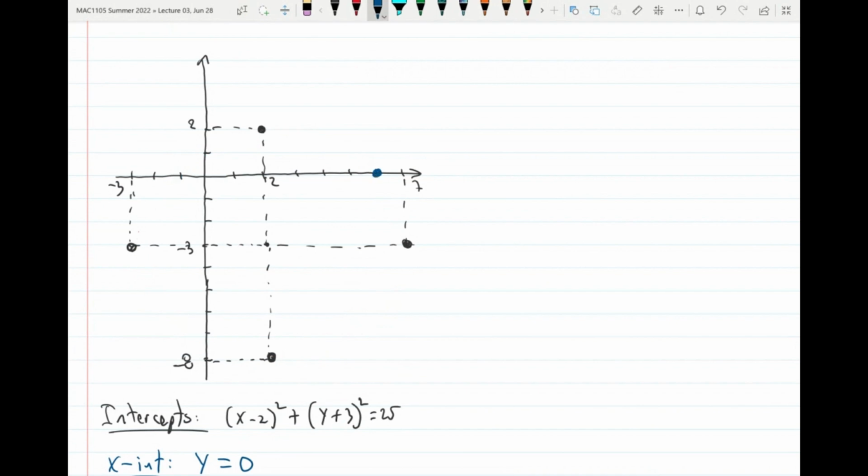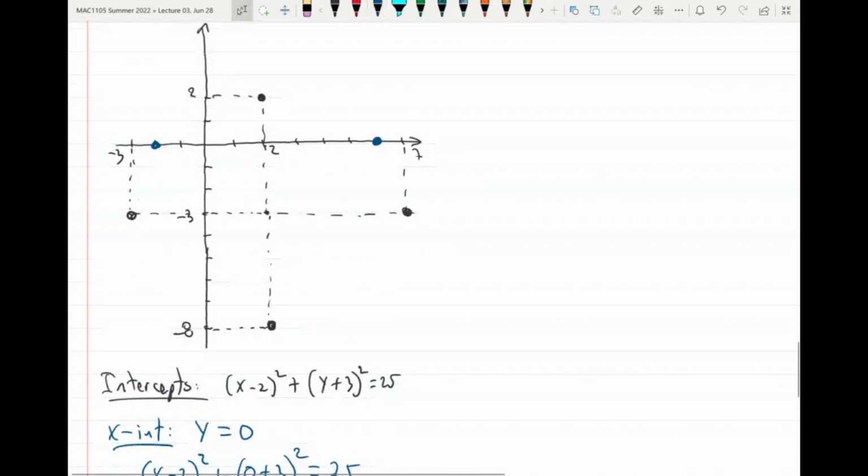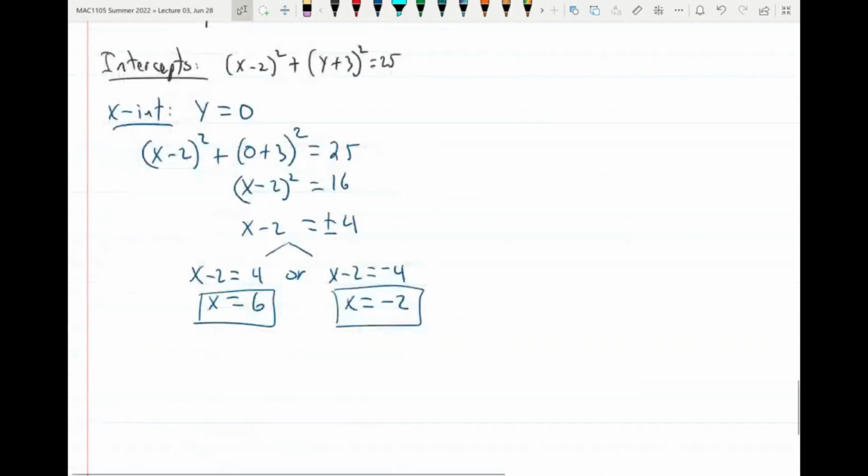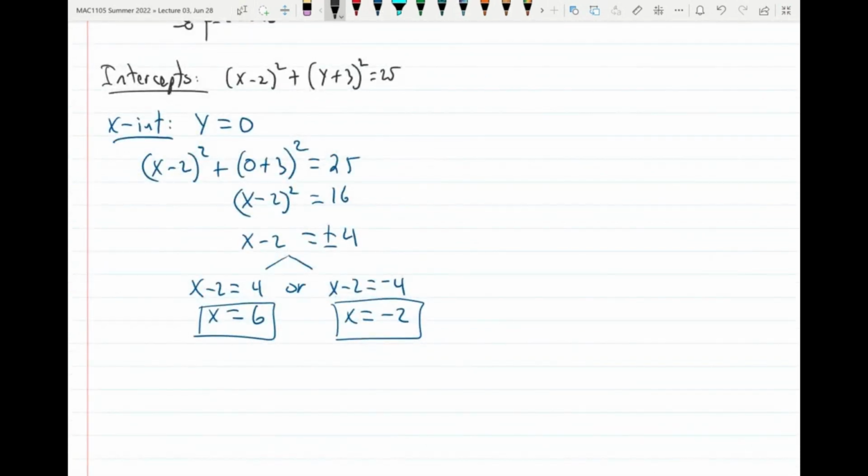So now we know we need to go through 6. We need to go through negative 2, okay? We need to go through those points. Now we are getting more precise. So let's find now the y-intercepts.